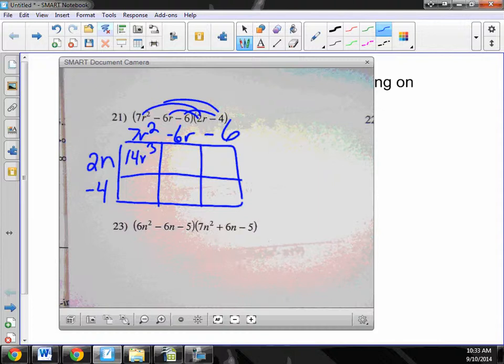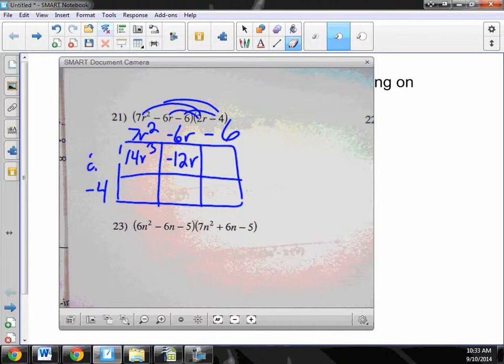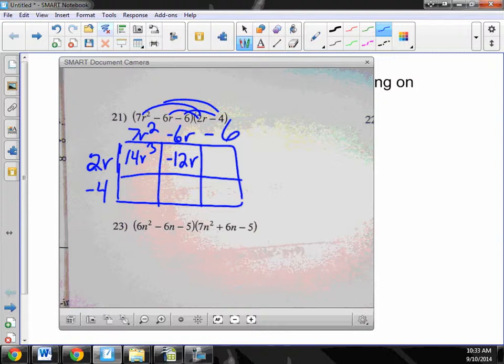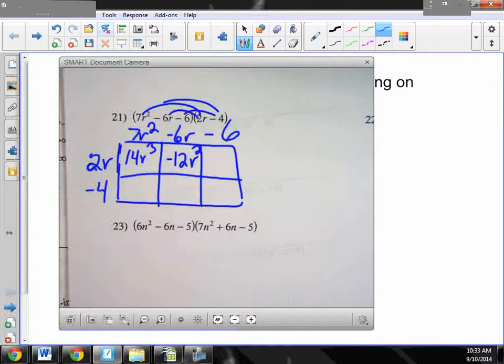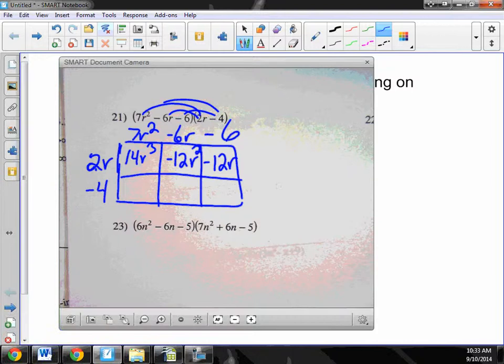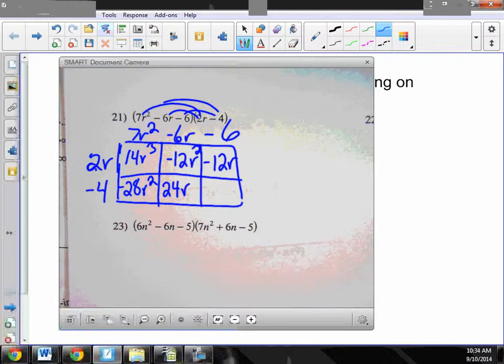14r to the third, and then minus 12r. Oh, wait a minute. Sorry, that should be a 2r. Okay, and r squared. The last one? Minus 12r. Okay, and then this one? Minus 28r squared. The next one? 24r. And the last one? 24.